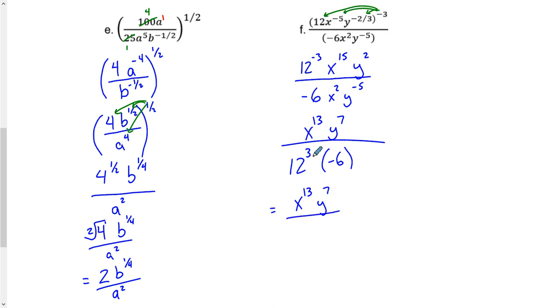Let's see, 12 cubed is 1,728 multiplied by -6. I would get x to the power of 13, y to the power of 7 divided by -10,368. And there we've combined all of our exponent laws to give you some practice. So go have fun.